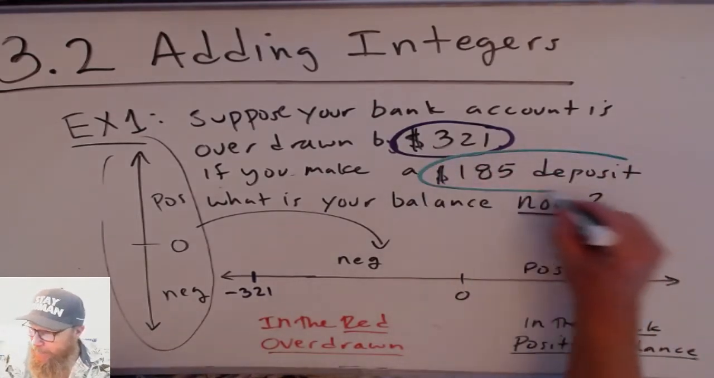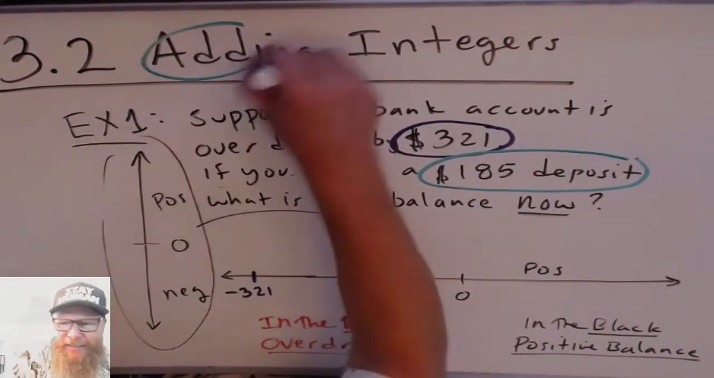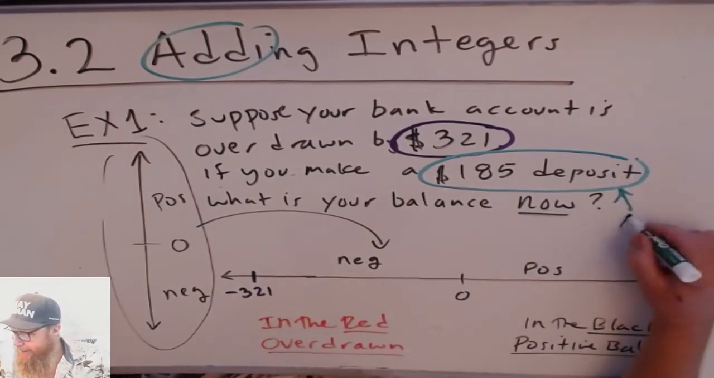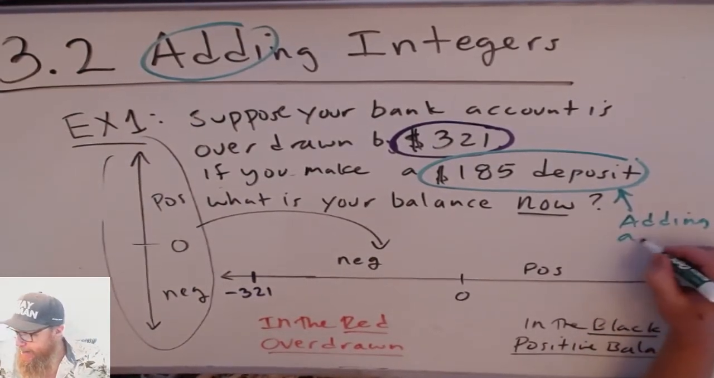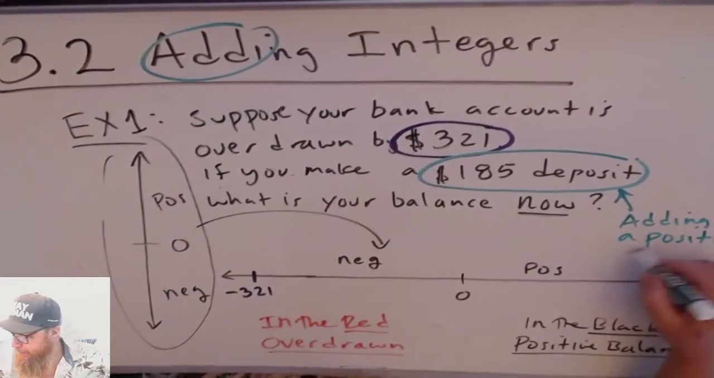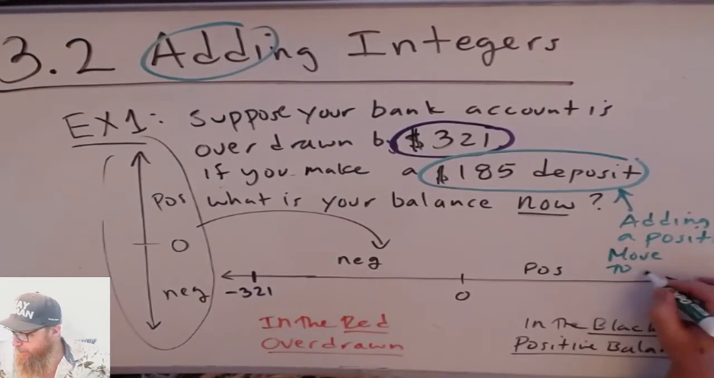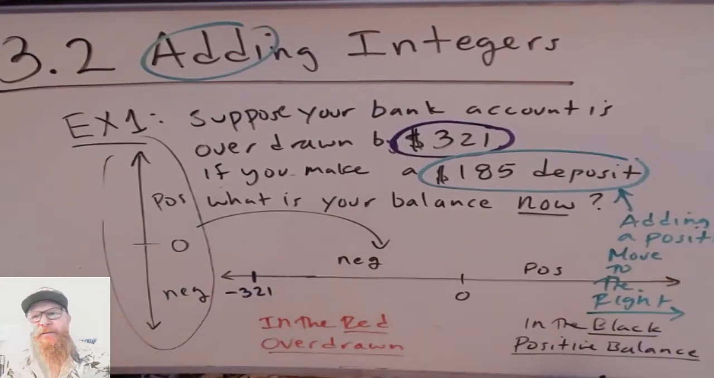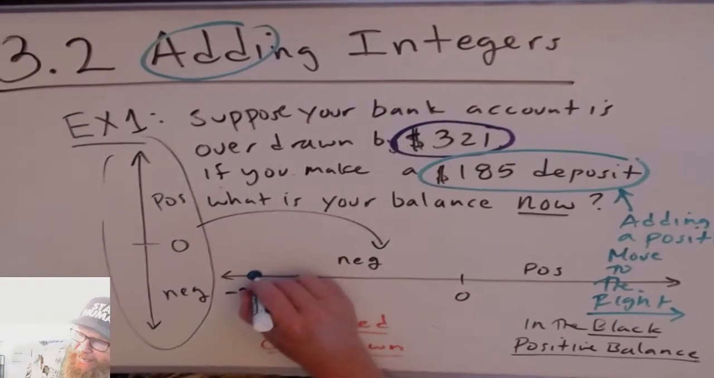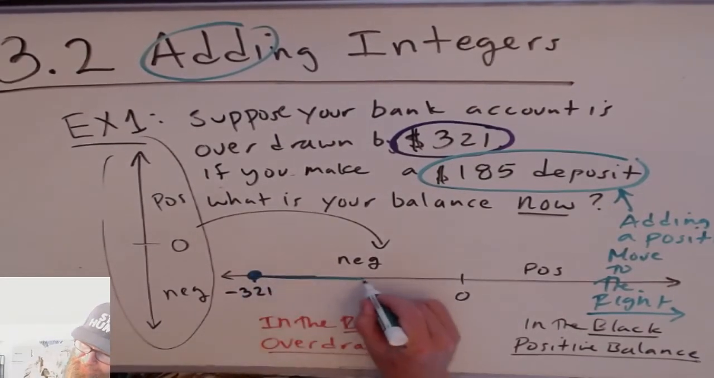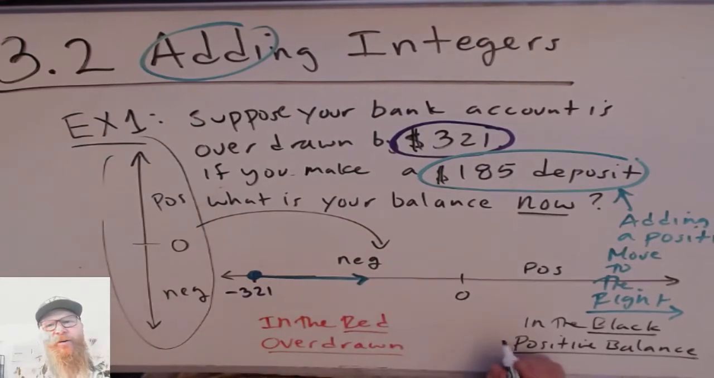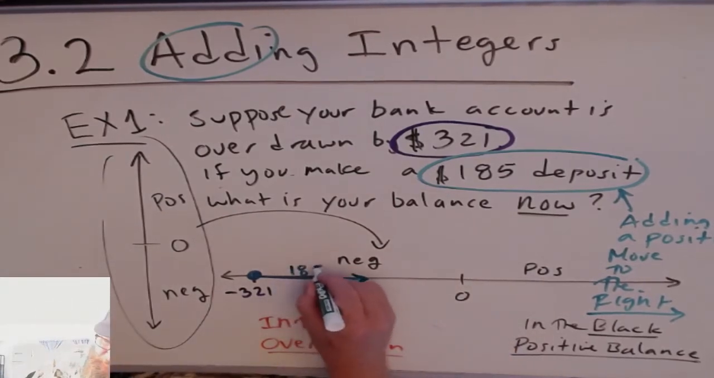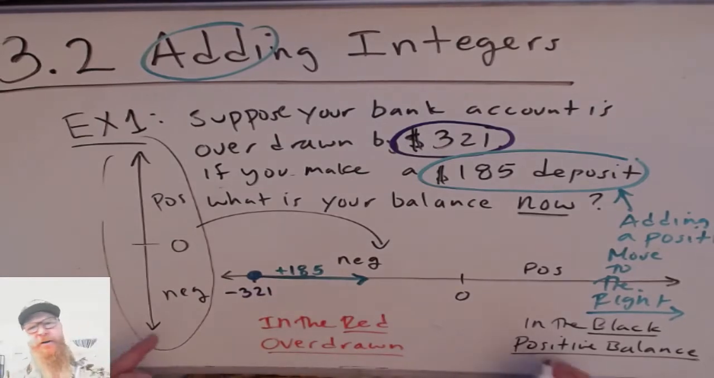Okay, so we're going to make a deposit. So we're adding. Adding a positive number means to move to the right. So we are going to move to the right 185 units, 185 units to the right of negative 321.